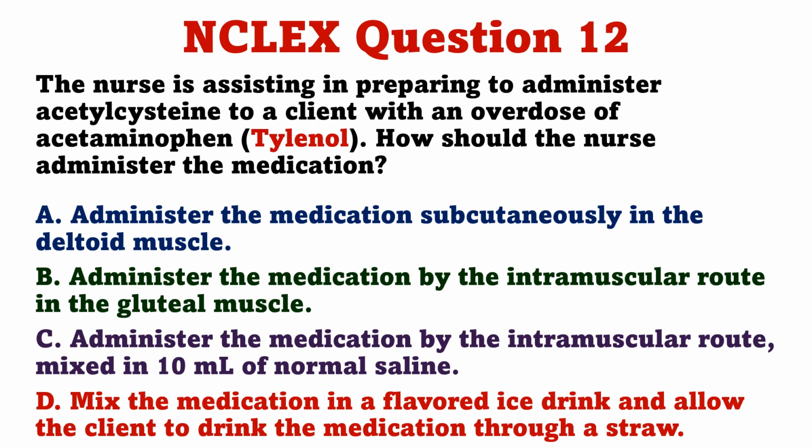Question 12. The nurse is assisting in preparing to administer acetylcysteine to a client with an overdose of acetaminophen. How should the nurse administer the medication? A. Administer the medication subcutaneously in the deltoid muscle. B. Administer the medication by the intramuscular route in the gluteal muscle. C. Administer the medication by the intramuscular route, mixed in 10 ml of normal saline. D. Mix the medication in a flavored iced drink and allow the client to drink the medication through a straw.